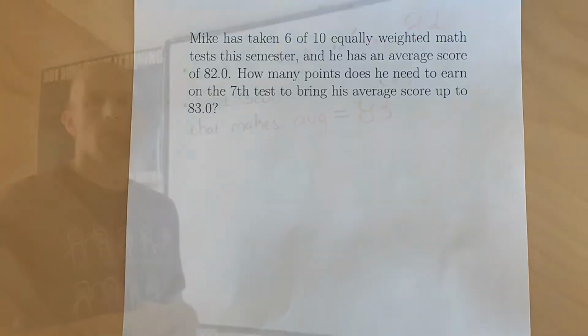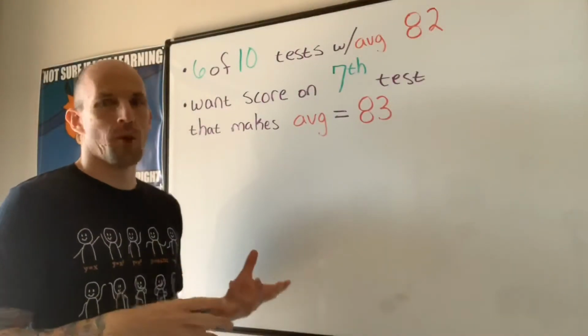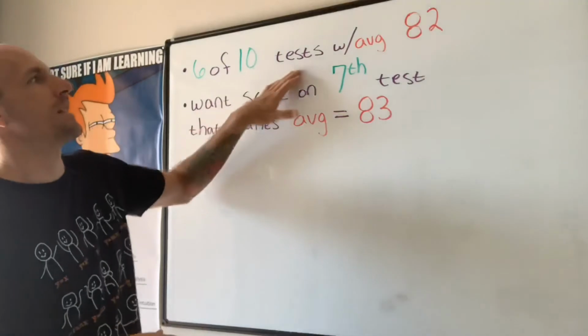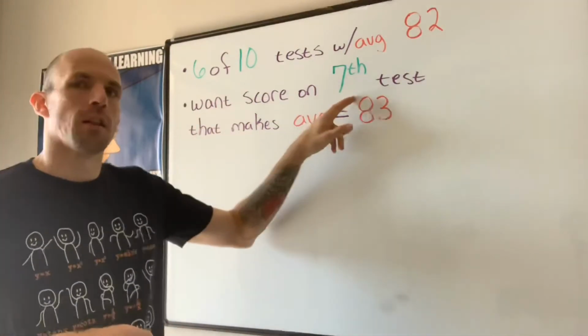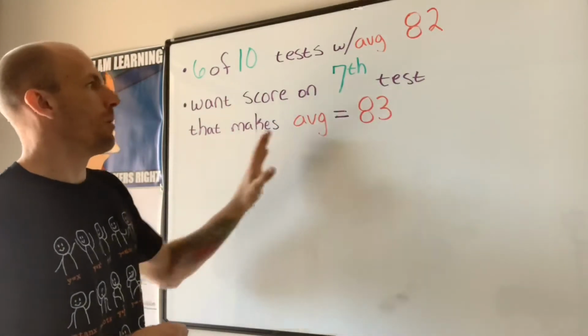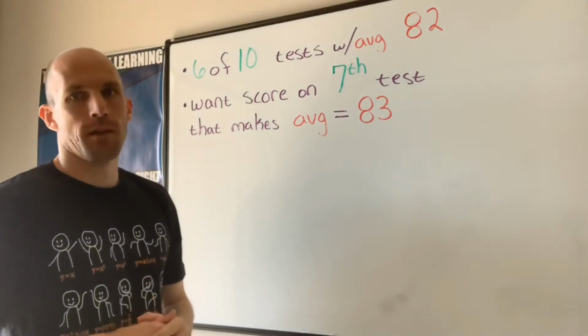Let's have a look at the whiteboard. So here we've got all the relevant information from our problem. 6 of 10 tests with an average of 82, and we want to know the score we need on the 7th test that will make our average equal to 83.